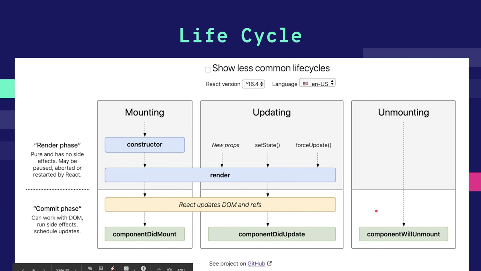And in case of unmounting, once your component is going to unmount, a final thing which will be triggered is component will unmount. So these are the three critical parts of your life cycle in React.